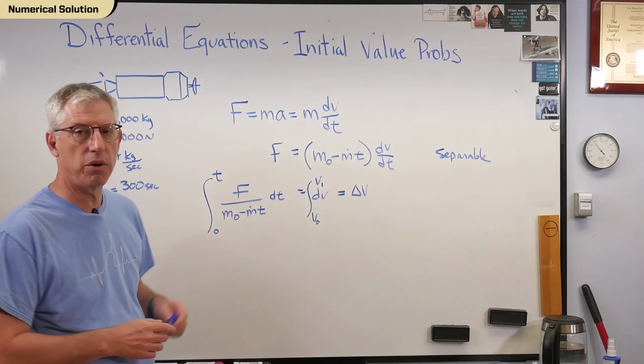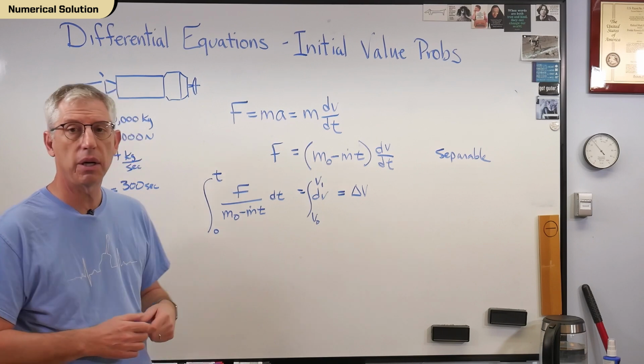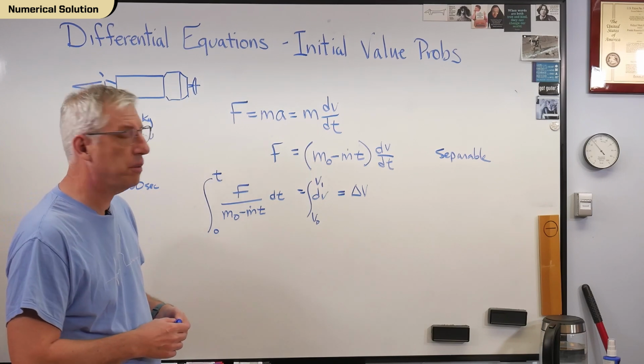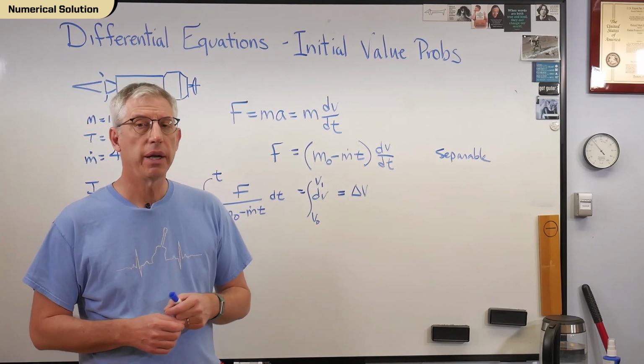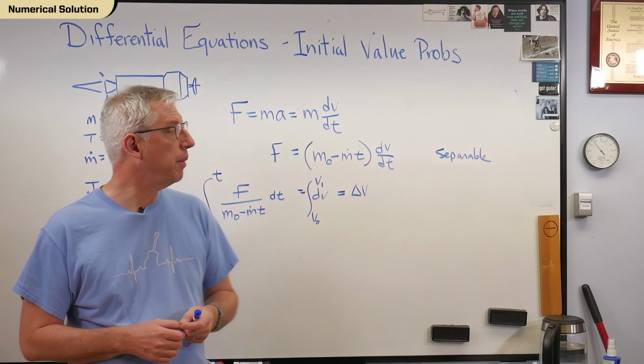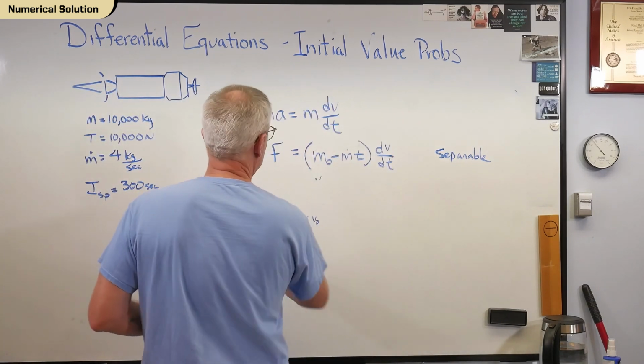Let's pretend we don't know it's separable. Let's go ahead and figure out how to solve this numerically. Well, there's a bunch of different ways to do this, but the simplest one by far is something called the finite difference method. And what I'm going to do is go back and get rid of this.